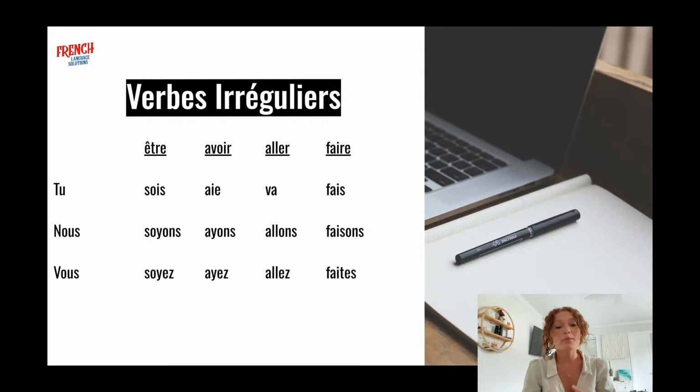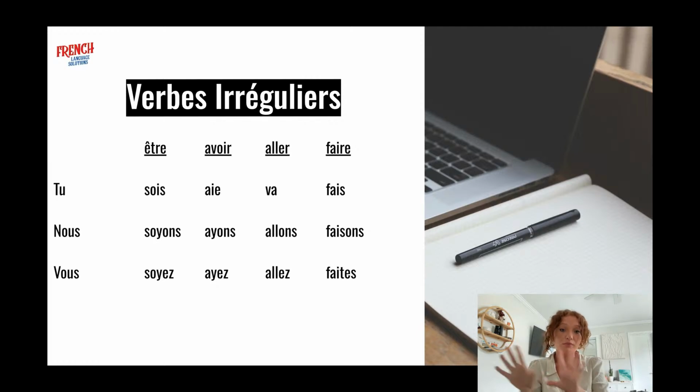For example, the verb être, to be. I know that if I want to say you are, tu es, es. We are, nous sommes. You are formal, vous êtes. It's not just that I'm going to remove my pronoun and keep my es, sommes. No, I'm going to change everything. It's a completely different base. So this, you just have to learn it.